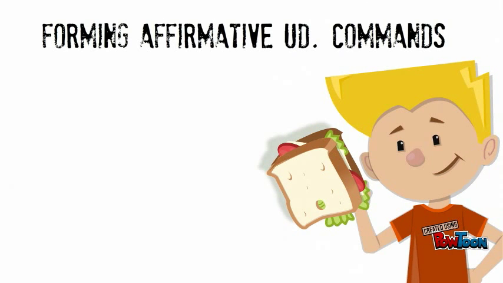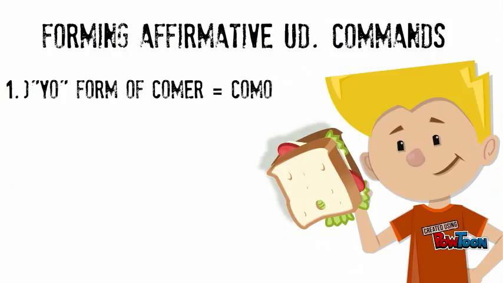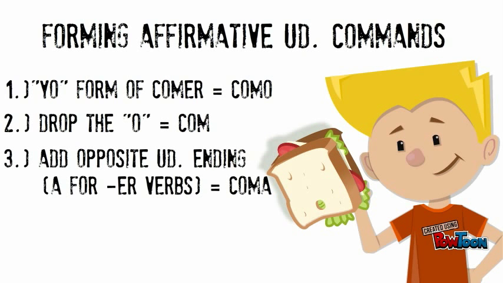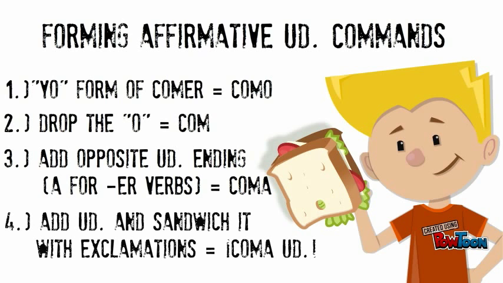So, if you want to tell someone, "eat," start with the verb comer, put it in the yo form, como. Then you drop the o, so now you have com. Comer is an er ending verb, so we use the opposite ending, that's an a, to make coma. Then we say usted, coma usted. And finally, we will sandwich it between our exclamation points.